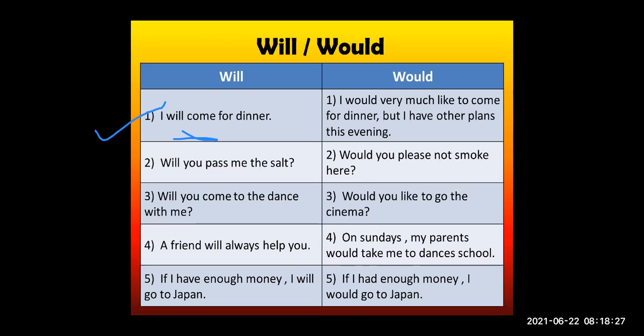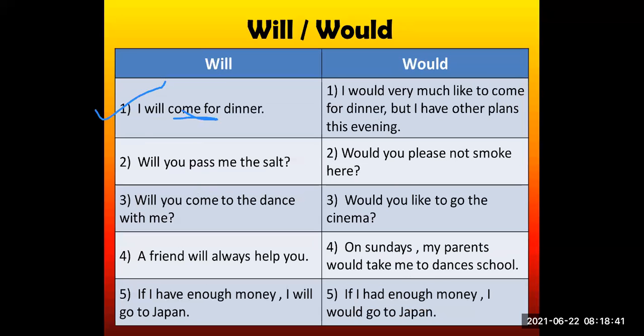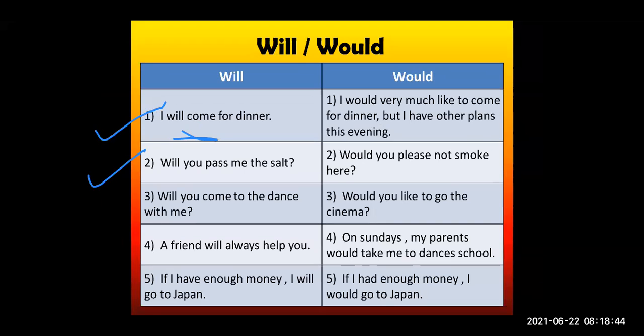Okay. Second example. Will you pass me the salt? Now here the person is requesting. When you are requesting, use the modal auxiliary will. The family is sitting for dinner, and the person wants the salt, and he can't take it, it is far away from him, so he is requesting the other person, will you pass me the salt. So when we are requesting, use the modal auxiliary will.